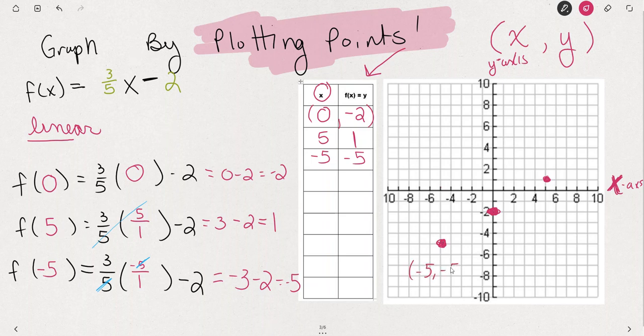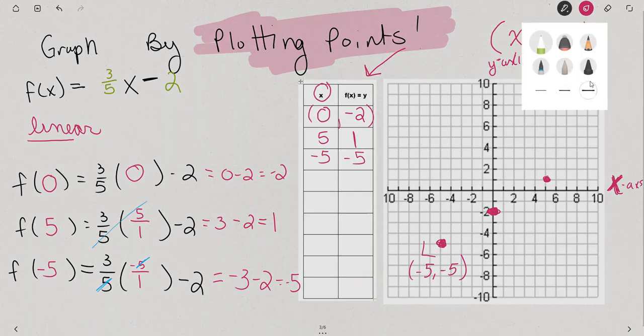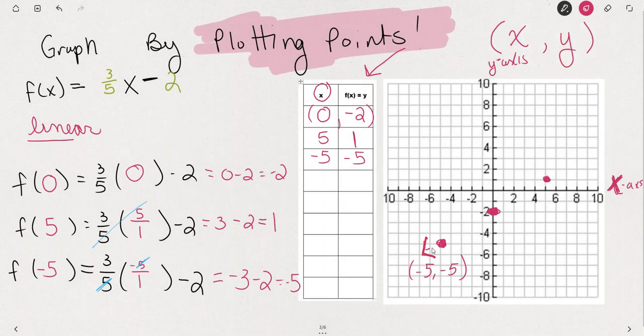This is the point (-5, -5). You see that I have 3 points, and they all fall on one line, so that verifies that I probably found those points correctly. So now I can use a ruler or other straight edge to draw in my line. And that's it. That's our first example.